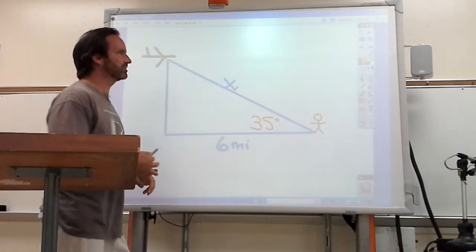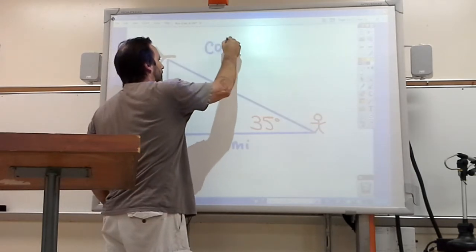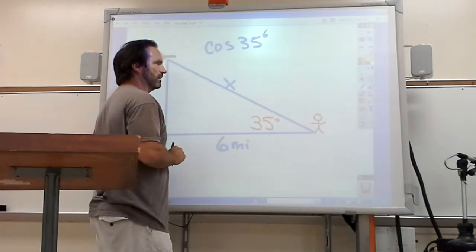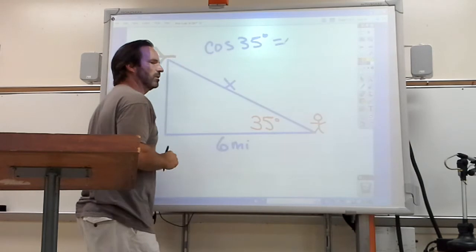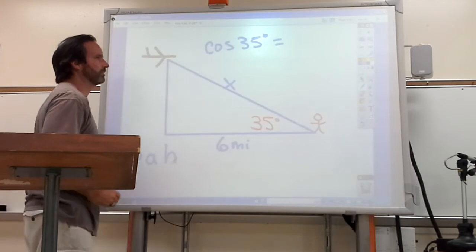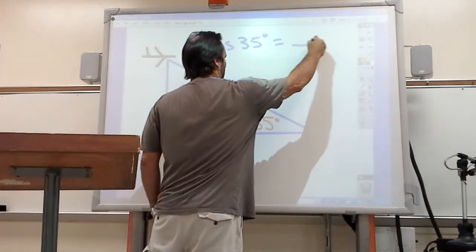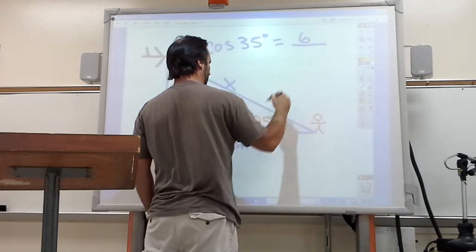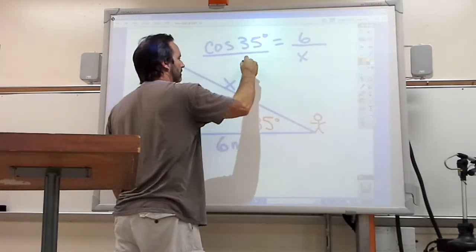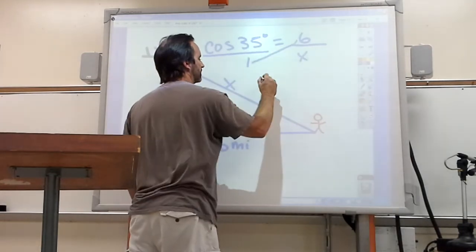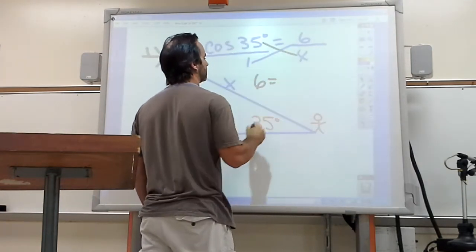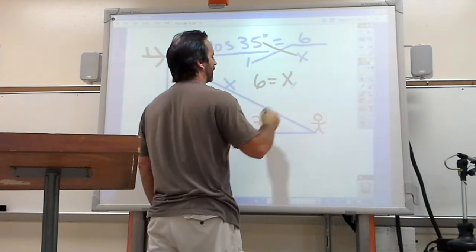So we're going to use what? Cosine. So cosine of 35 degrees equals adjacent over hypotenuse. Remember, that's CA. Adjacent is 6 over x. Again, we'll do a cross product. 6 times 1 is 6. Let me go change colors here. And that's going to equal x times cosine 35.